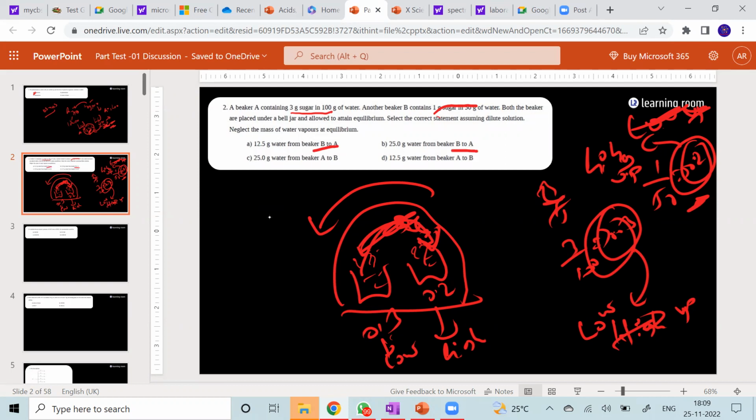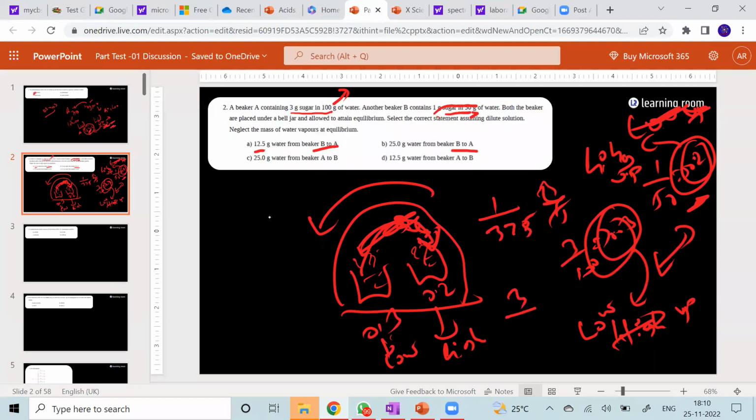Now we have to understand that somehow this concentration, if it becomes equal, then it will be fine. So if I transfer 12.5 grams of water from beaker B to beaker A, what is going to happen? We'll see. In the second beaker, we have 1 divided by, now I reduce 12.5 from 50, it is going to become 37.5.